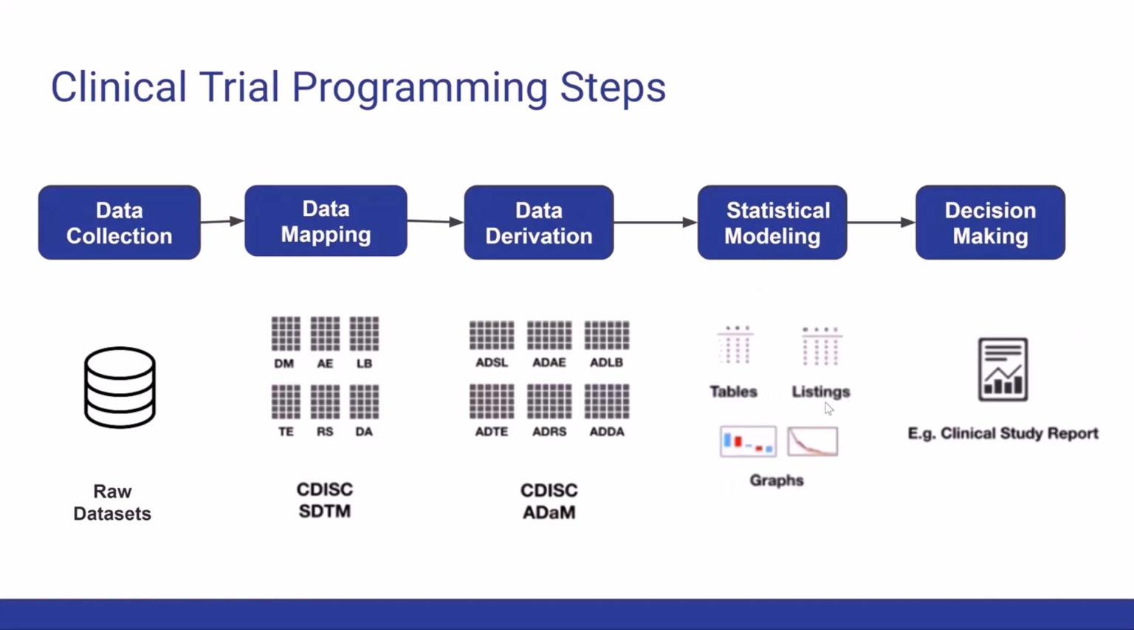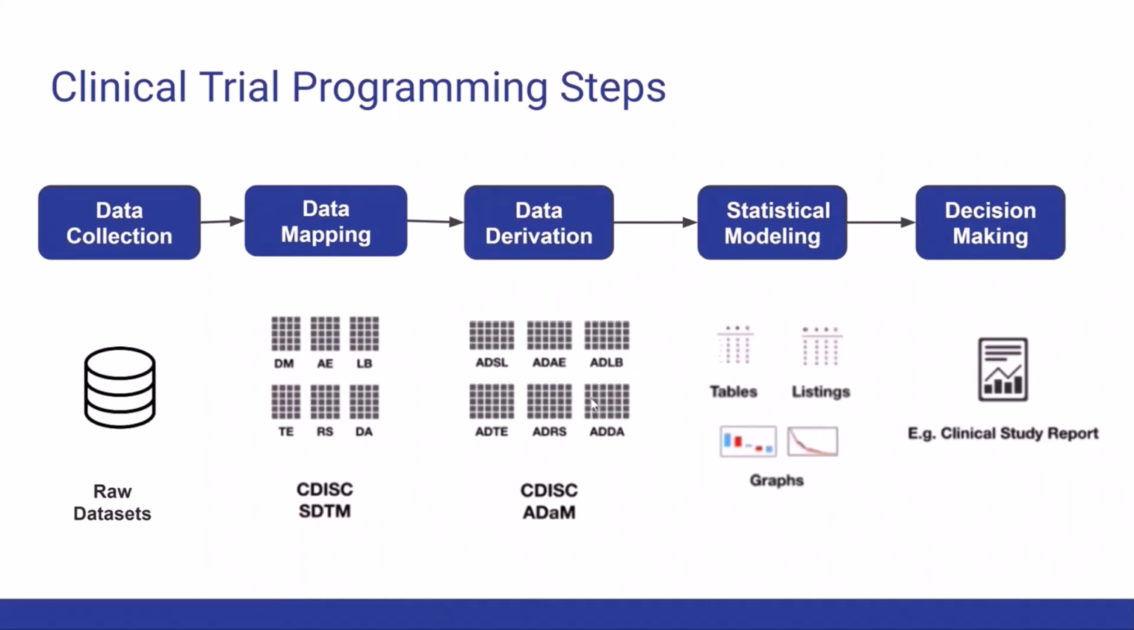So you create tables, listings, graphs, all that, right? Efficacy graphs, safety graphs, and tables, listings. So this is a big process. You'll have data sets like ADAE, ADLB, ADSL. All these things will help you to create tables and listings later on. Okay. So these are called ADaM data sets, analysis data set model. Okay. So once you have the ADaM data sets, now you start.